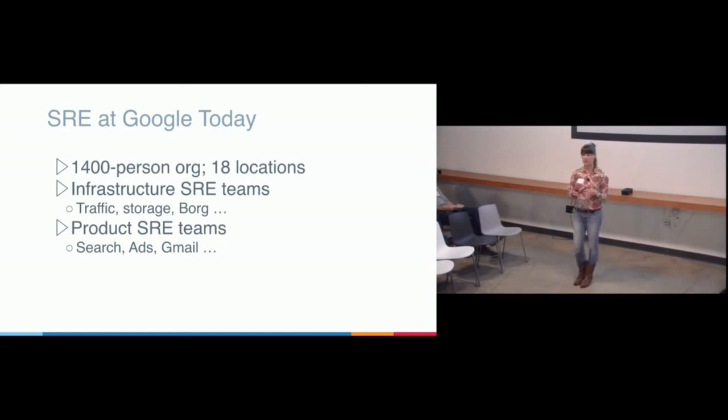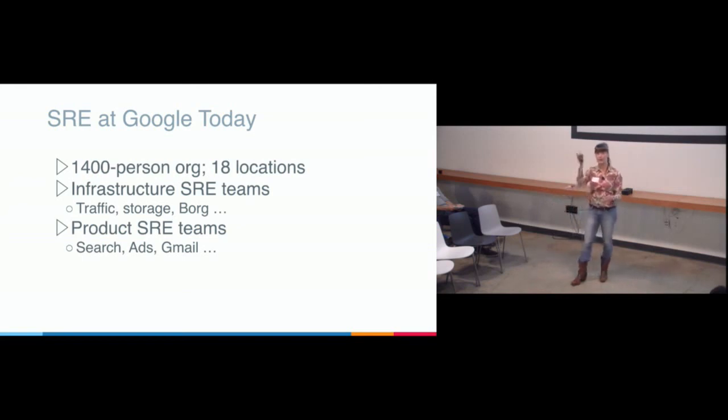There's two major types of SRE teams at Google these days. There's an infrastructure SRE team. That includes traffic SRE team, what my team does. That includes things like our storage layers that all Google services can use. That includes Borg, our job management system. And there are SRE teams for all these layers of infrastructure.